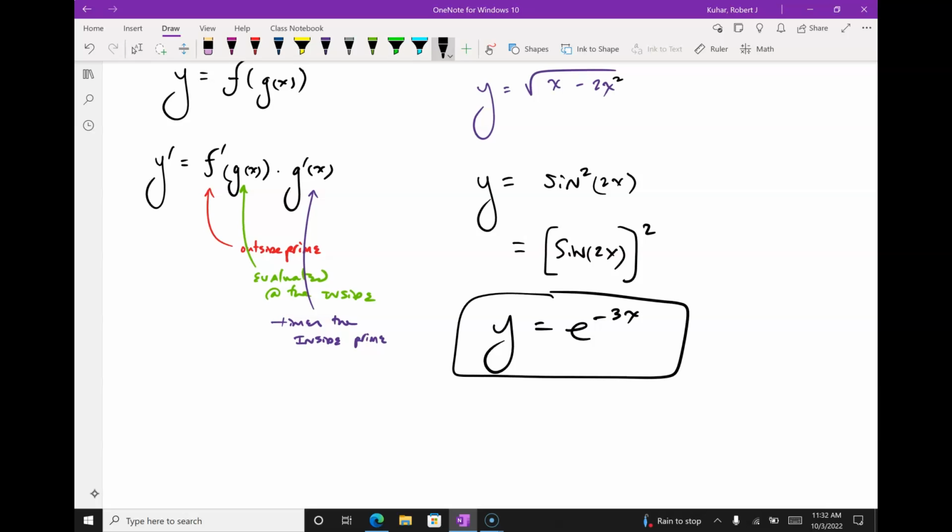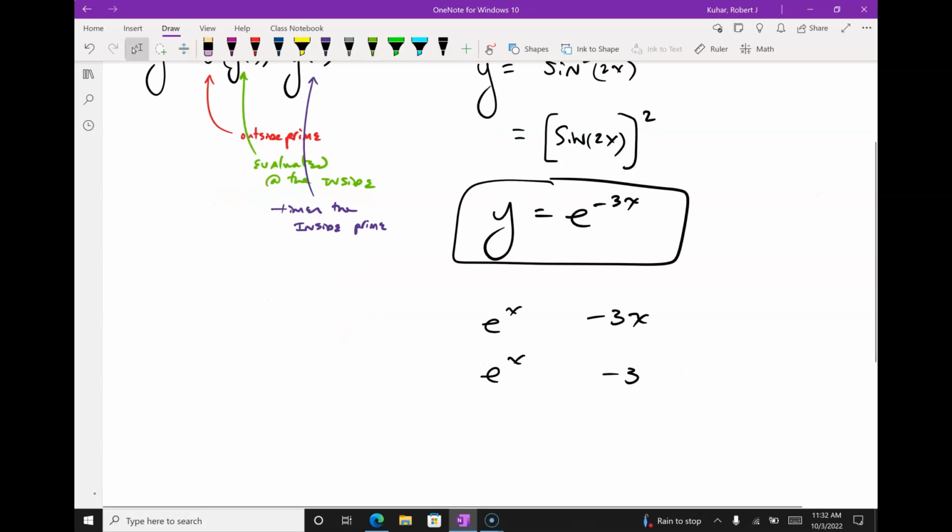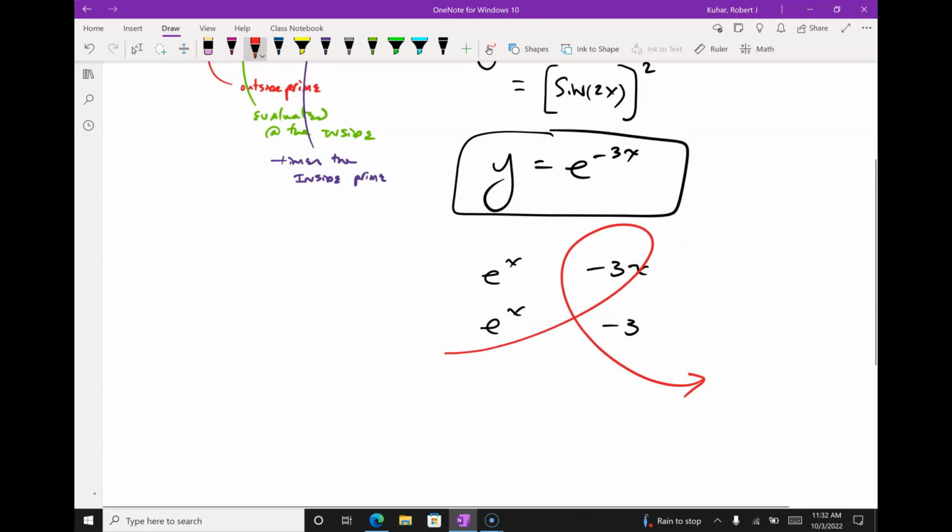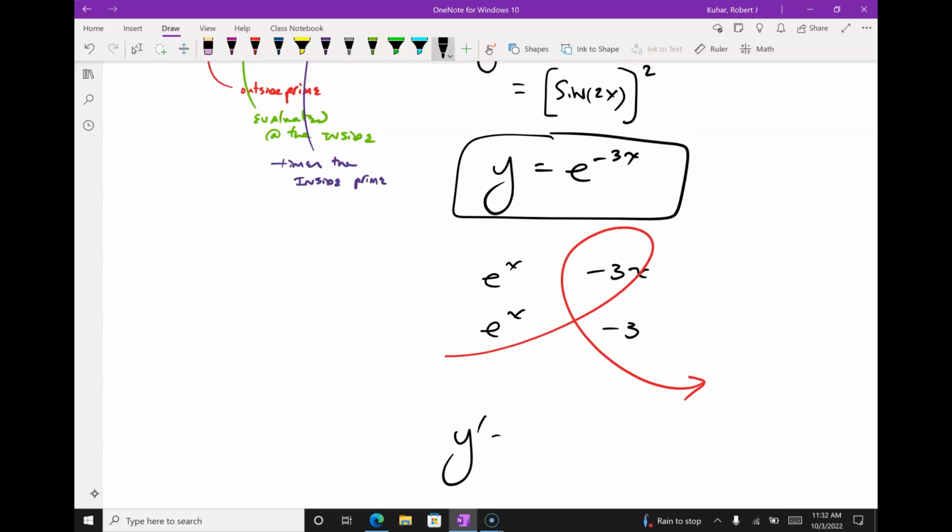So original function is e to the x, derivative is e to the x. The inside function is negative 3x, the derivative is negative 3. My loop is going to do this. For y prime here, I want e to the x, but I want to put inside of it the original inside, and then multiply it by the derivative of the inside. So see if you see that here again. Follow you okay?